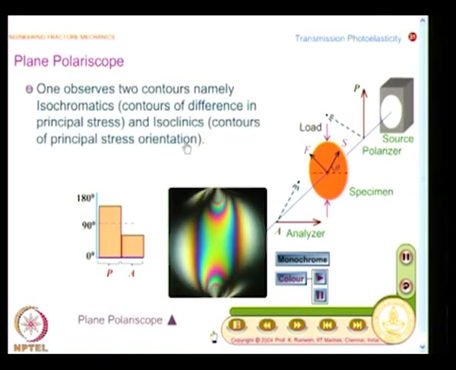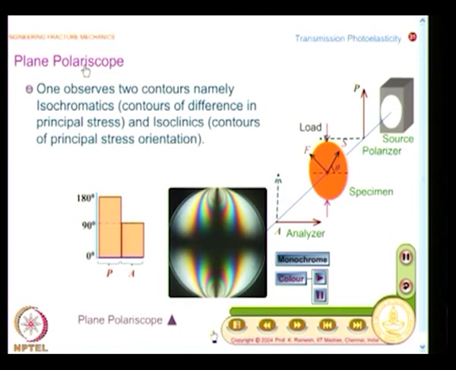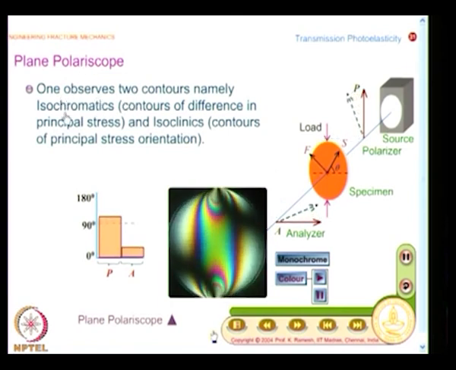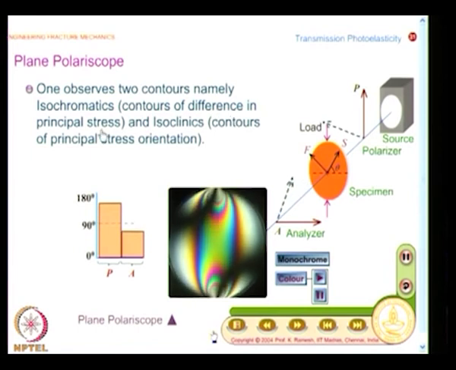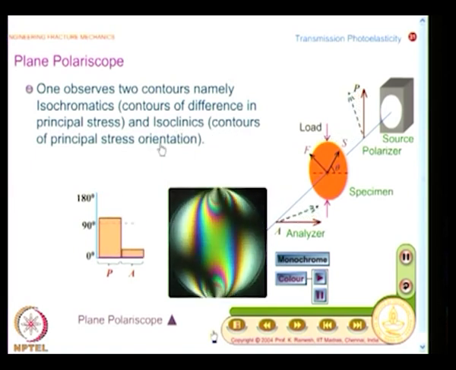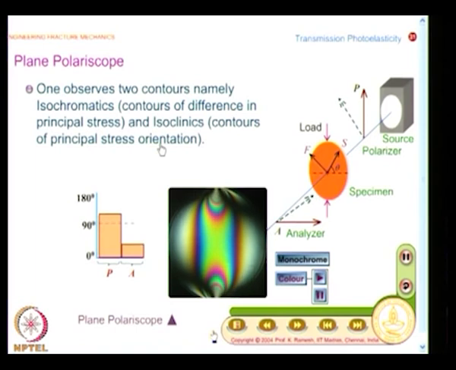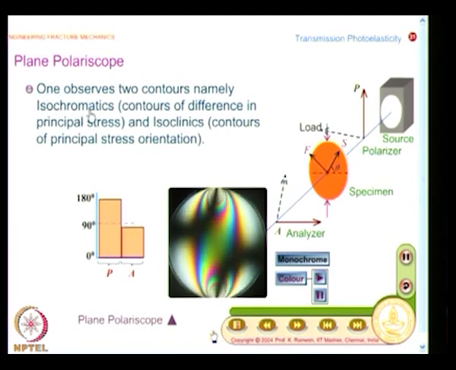So, what you have here is in a plane polariscope, it is very clear now, one observes two contours, namely isochromatics, which show contours of difference in principal stress, and isoclinics, they are nothing but contours of principal stress direction. And what happens here when I want to analyze what are isochromatics?